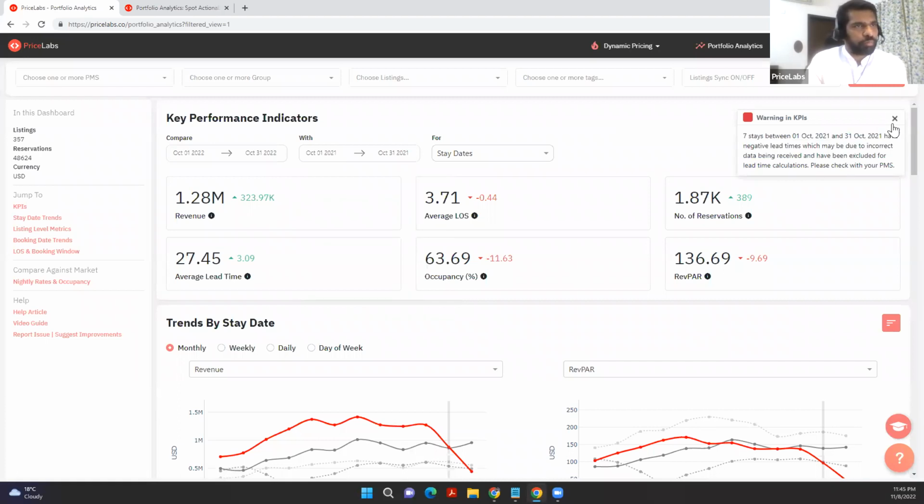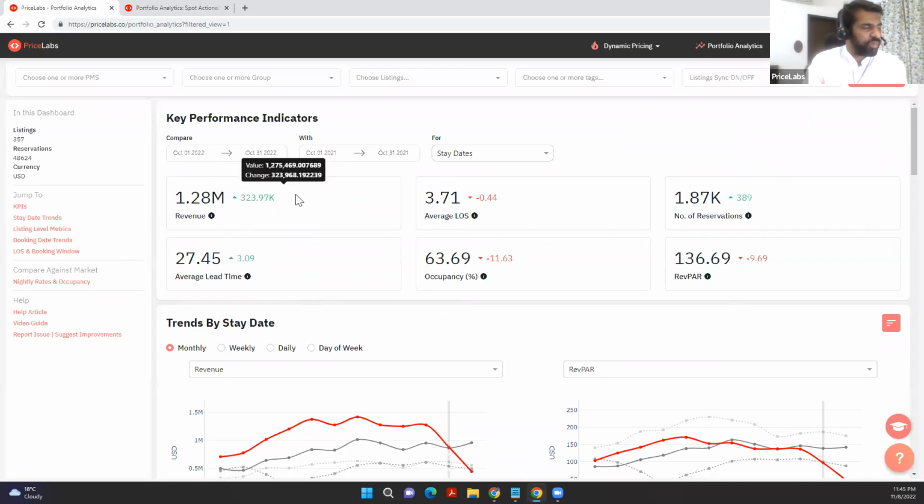This is just dummy data, but you can see in 2022, I've made a lot more revenue. My lead times are higher. My length of stay is lower, not as good a thing. My occupancy is lower, not as good a thing. But you get the general idea. So the intent being, you can quickly take a snapshot so that you can quickly understand what's happening with your business.